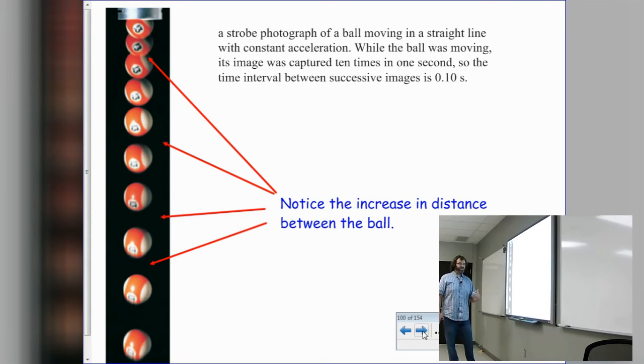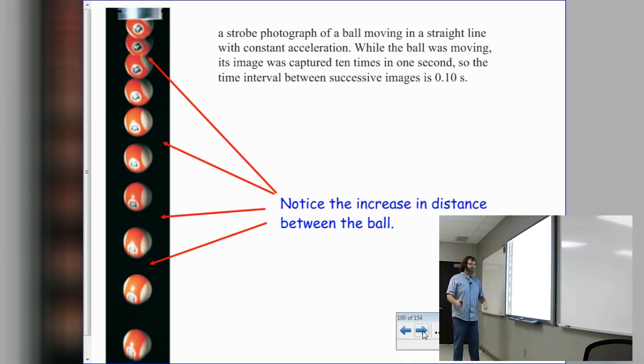Here's what an object falling in free fall would look like. And I think this picture really does a good job of illustrating how the object's moving. It is a strobe photograph. It's a photograph that's taken at regular intervals with 0.1 second intervals between each of the pictures. So you can see the ball starts at the top. It's dropped out of this tube. And then every 0.1 seconds, the picture is taken. And what we can notice as the ball moves down is that there is an increase in distance between the balls. The balls are moving further in each time frame.